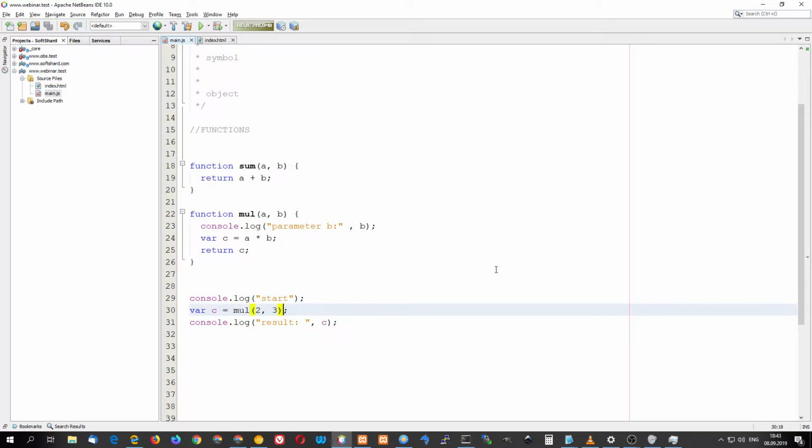As I've said, functions are useful when you want to do something over and over again. Of course, in this case, this is a very simple case. I can just replace it. The result is the same.